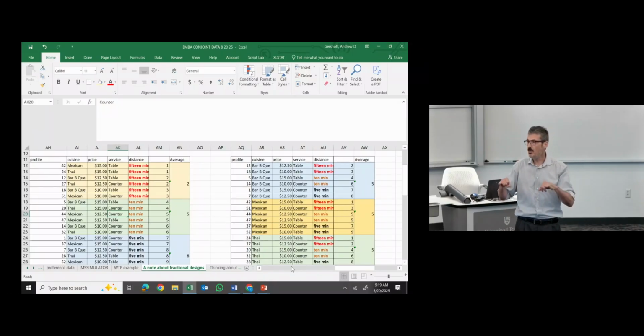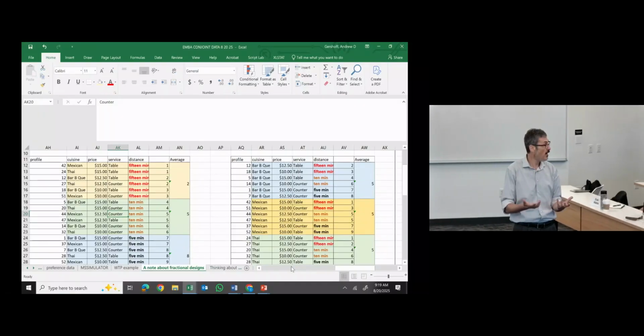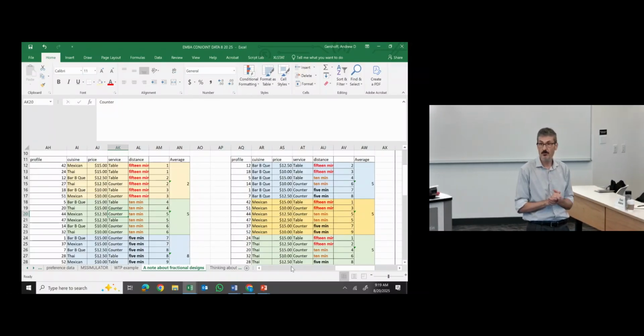In the homework assignment that you'll have to work on in your teams, I'm just going to give you what those fractional factorial designs are. So for any design that you can come up with, it will tell you which alternatives you should ask about to ensure that you don't have correlated independent variables, so that you'll be able to run your analysis.